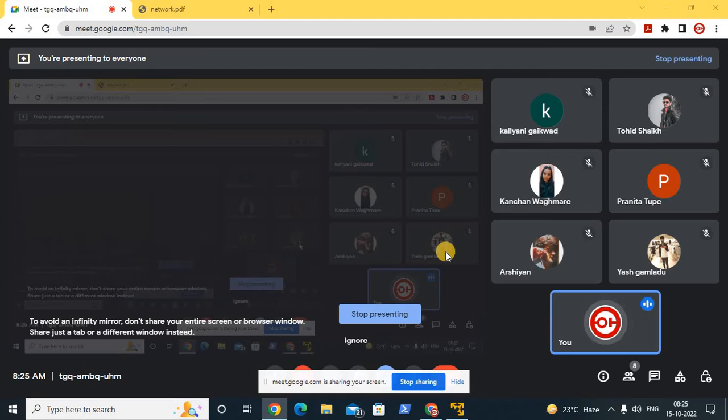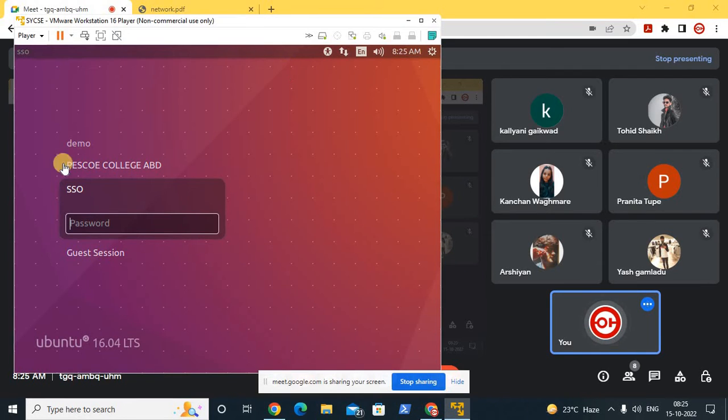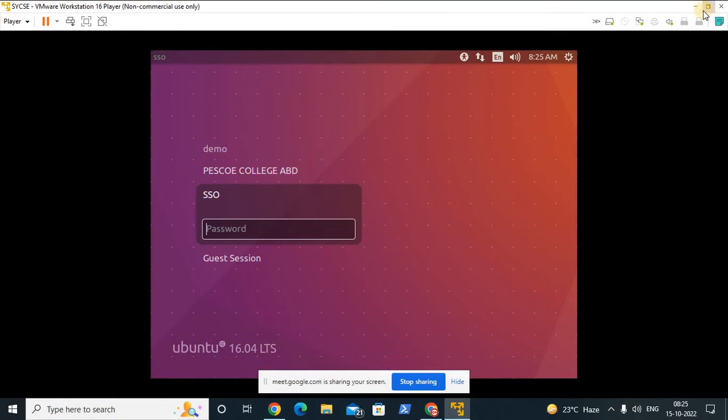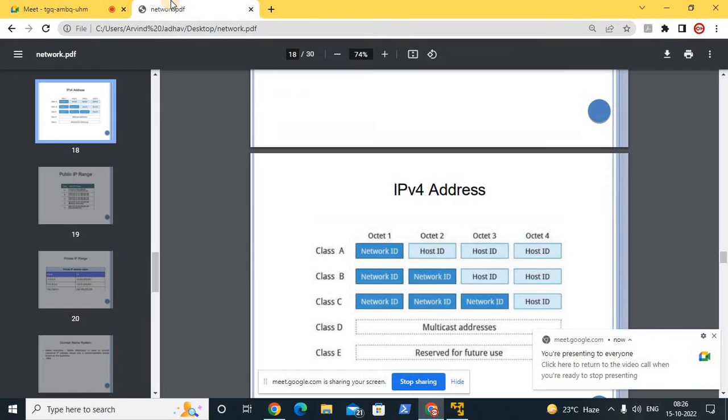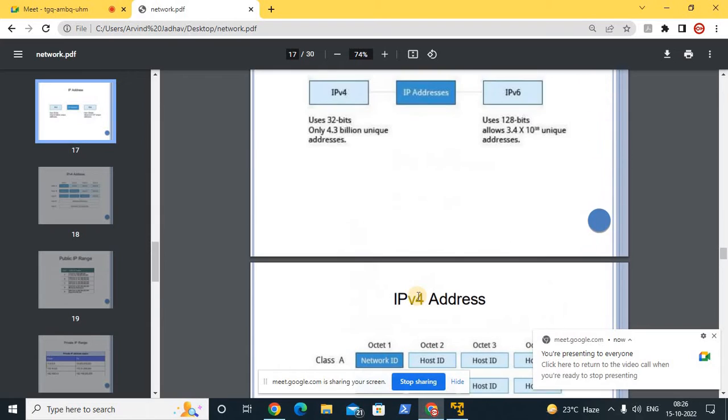Later on, we will discuss some commands like the dig command, traceroute command, host command, ping command. Okay, so that kind of stuff we'll do. We'll do it on the VMware Player. I have this account of VMware Player. Later on, we will discuss these commands. First of all, we need to understand the theoretical part of the network. Let's start with IP addresses.